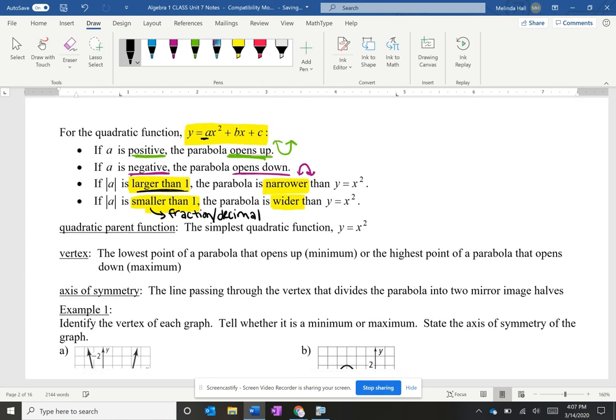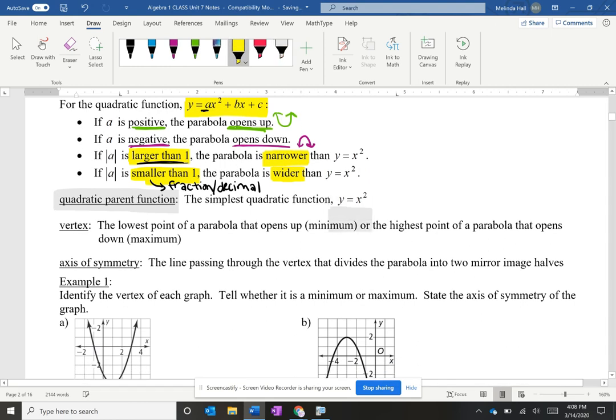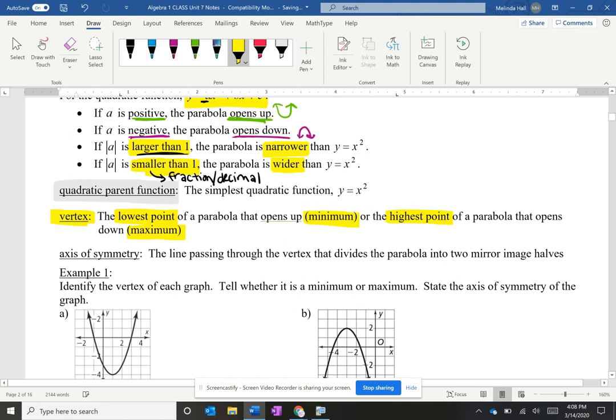Okay, so with quadratics, your parent function is your simplest quadratic that you can have, which is y equals x squared. Okay, and with a quadratic, your vertex is going to be your lowest or highest point. So that's going to be your maximum or your minimum. Lowest point is minimum, highest point is your maximum. And then your axis of symmetry is going to be the line that goes through the vertex and divides the parabola in two.